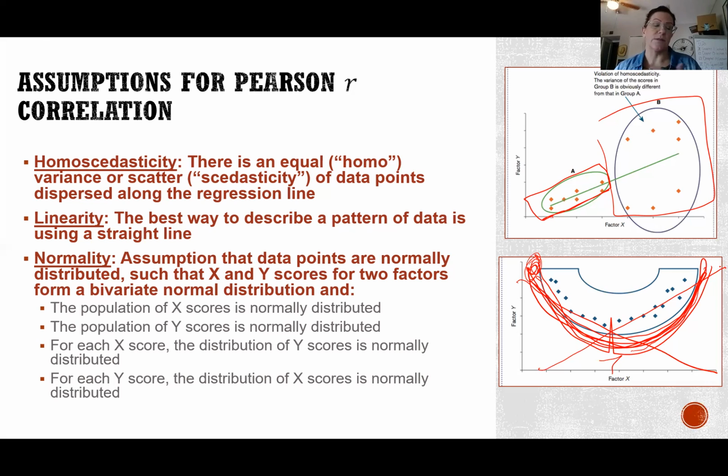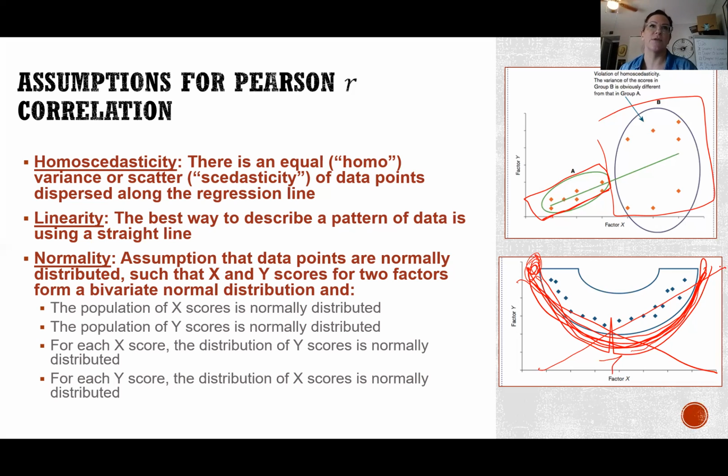Well, there is a relationship there, but it's not a Pearson R relationship. We can't use the Pearson R to look at data that is not linear. It's not on a straight line. So we would have to use a different type of correlation research analysis for that. And then normality is an important one.